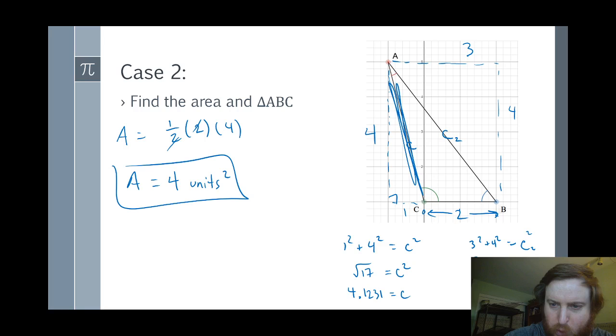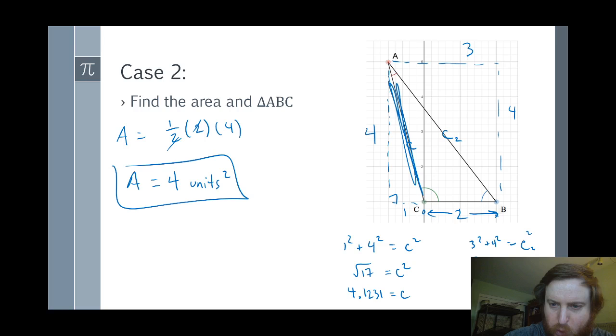So for perimeter, we just add those up. 2 plus 4.1231 plus 5. That's 7 plus 4.1231. You can add in either order. 7 plus 4 is 11.1231 units. So we can see that the perimeter and the area were not the same.